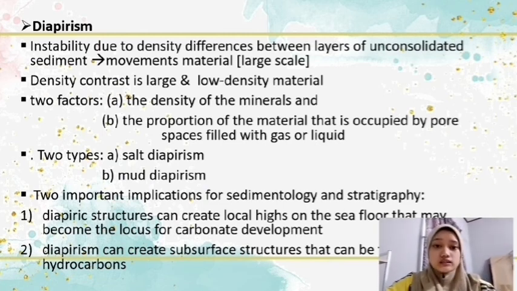There are two types of diapirism that are common: salt diapirism and mud diapirism. Two important implications for sedimentology and stratigraphy: first, diapiric structures can create local heights on the sea floor that may become the locus for carbonate development. And second, diapirism can create subsurface structures that can be traps for hydrocarbons.